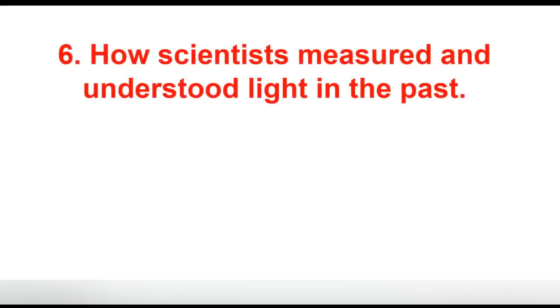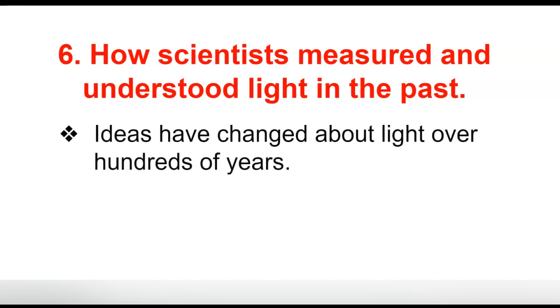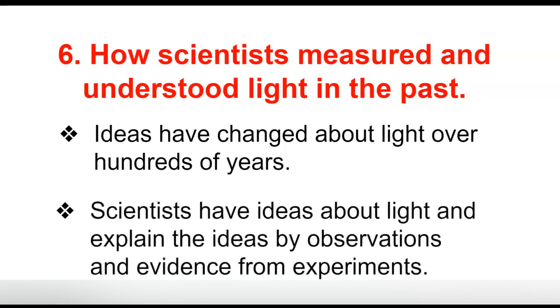So finally, how scientists measured and understood light in the past. We found out that ideas have changed about light over hundreds of years. Scientists have different ideas about light and explain the ideas by observations and evidence from experiments. So let's think about some different scientists.